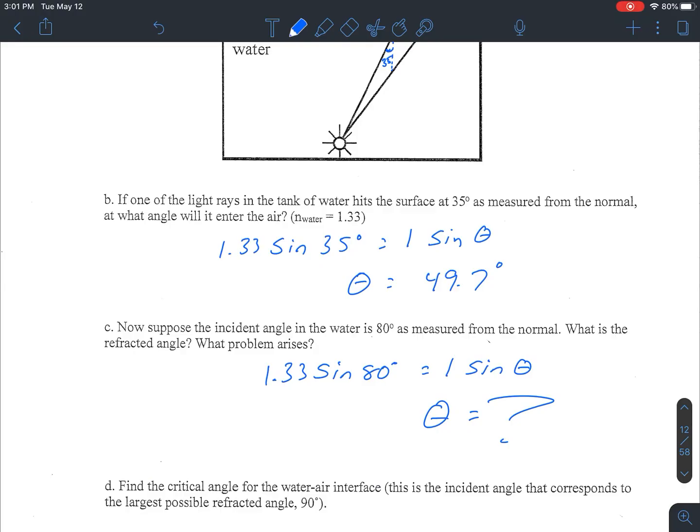So that's what's happening here. If you ever have a question like C, that's saying that angle of 80 degrees is above the critical angle, so you would not have any refraction. It would be all reflection.